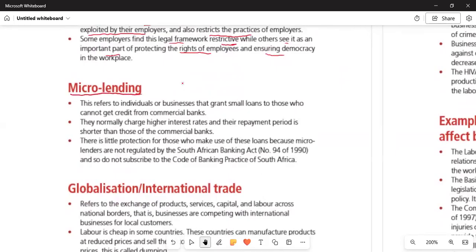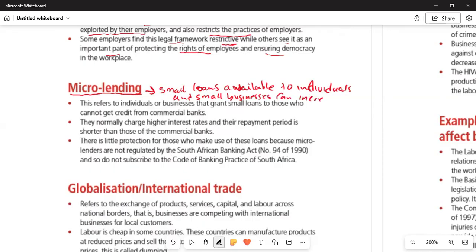With micro lending, we're talking about small loans available to individuals and small businesses, which can increase competition.